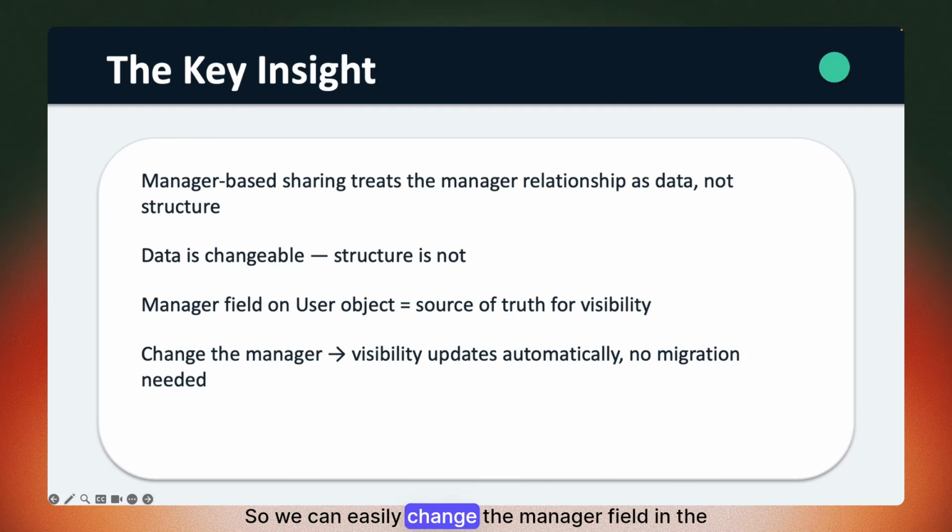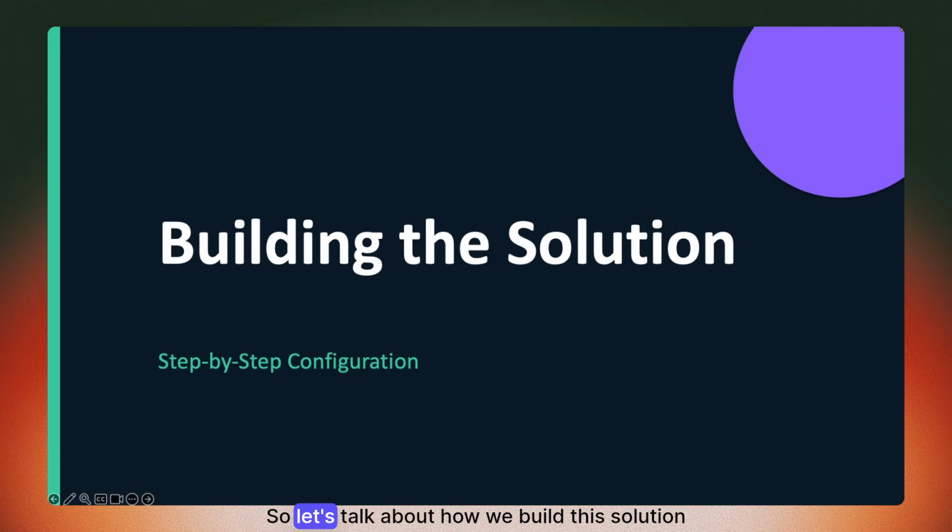So we can easily change the manager field in the user object, and the settings change accordingly. The manager field on the user object is the source of truth for visibility. When the manager changes, the visibility automatically updates and no one is left hidden. So let's talk about how we build this solution step by step.